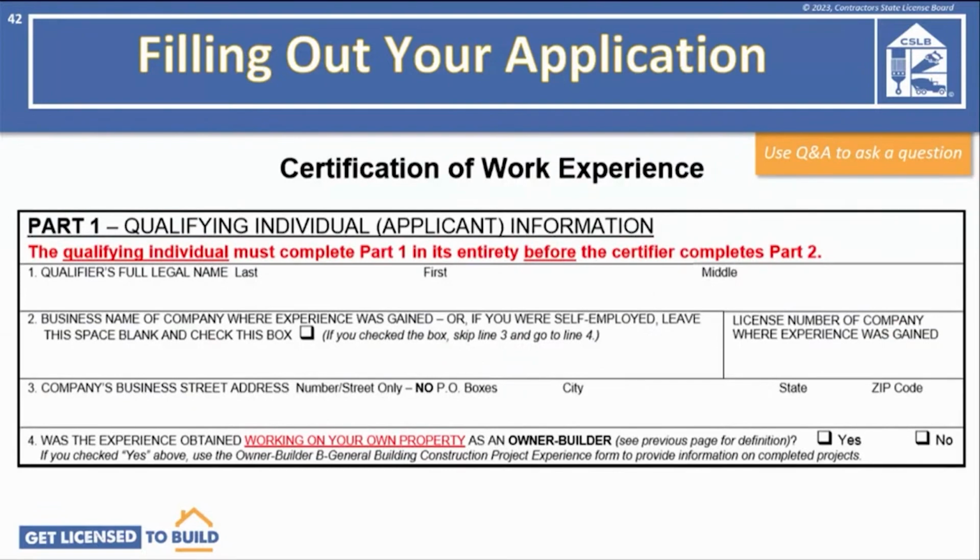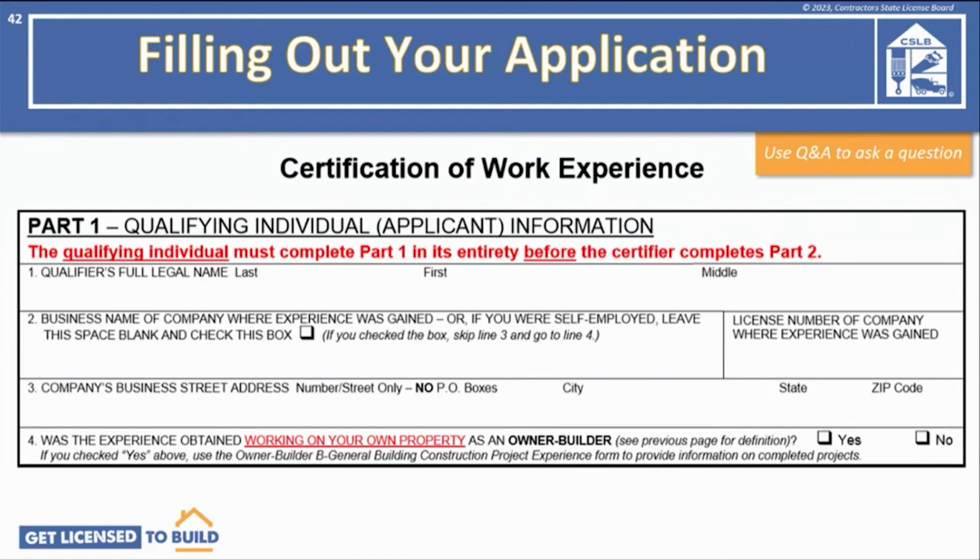Certification of work experience, Part 1. Now we will discuss the certification of work experience. Part 1 will be filled out by you, the applicant. Here you will list the information about your employer where you gained your experience. If you are self-employed when you gain the experience, please make sure to check the box in line 2.